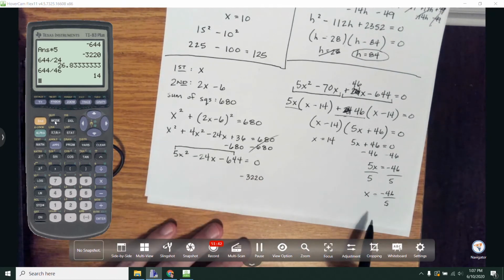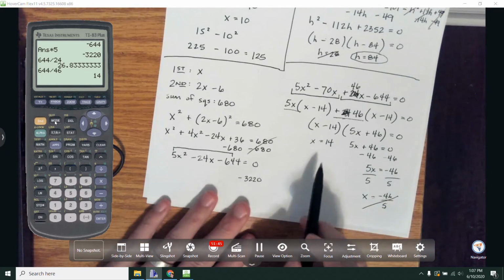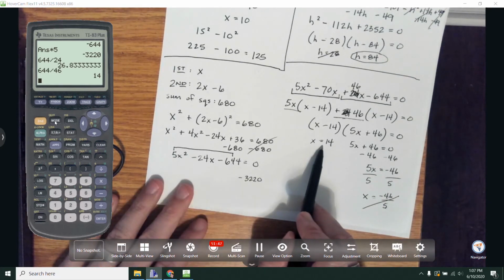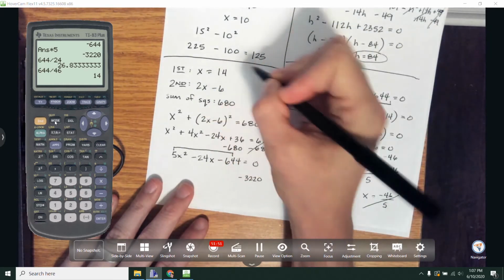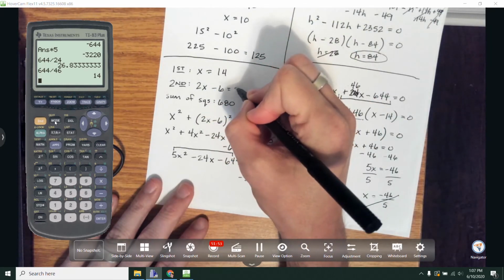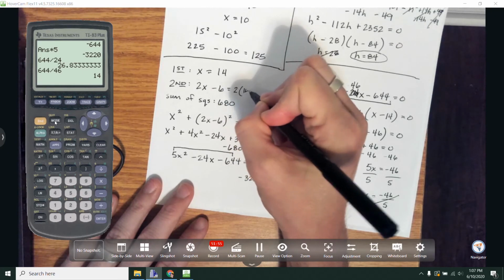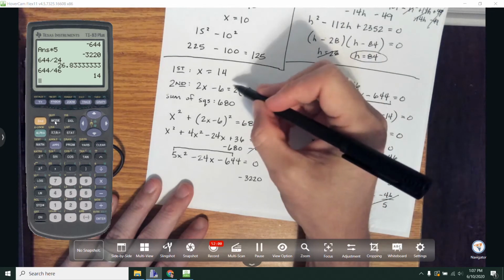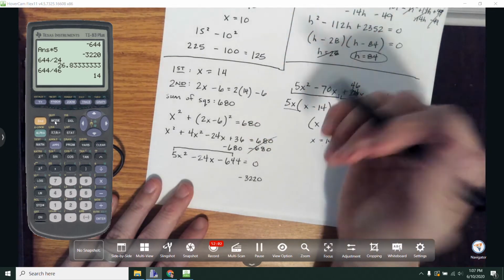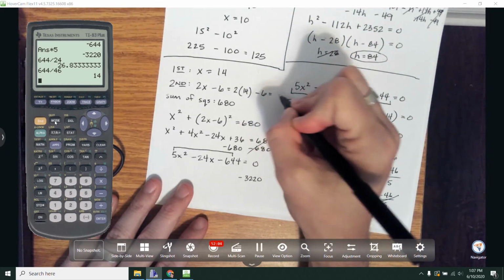I think it asks for an integer, so we can't use this one. So this has to be our x here. So this is going to be 14. Remember, we plug this 14 in, so 2 times 14 here minus 6. So 2 times 14 is 28, minus 6 is 22.